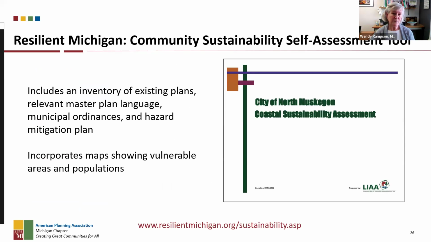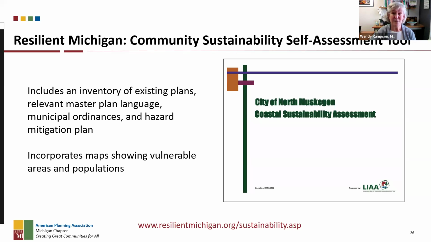I mentioned the Land Information Access Association. They've received a number of grants from the Michigan Coastal Management Program to support coastal community planning efforts on resilience. Their Resilient Michigan project has now assisted over 20 municipalities in creating sustainability plans or chapters for their master plans. The first step in the Resilient Michigan process is to work with local officials to inventory their current plans, policies, and codes using LIAA's Community Sustainability Assessment tool.